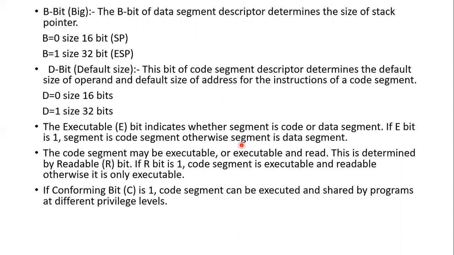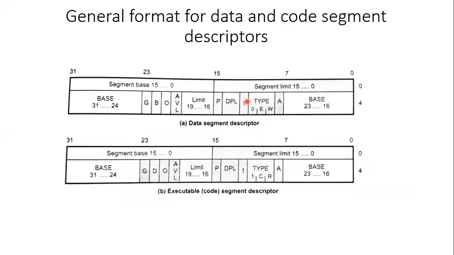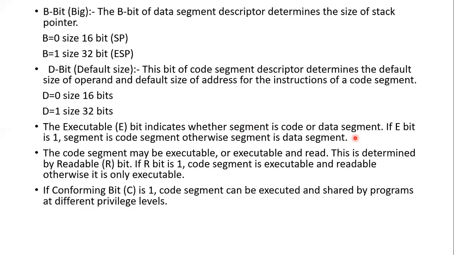This will tell you whether it is a code or a data segment. How will it tell? When your E bit is 1, it will tell you it is a code segment, and if your E bit is 0, it will tell you that it is a data segment. Then next we'll come to the code segment, which may be executable. This point is very important. Whatever your code segment is, it may be executable or executable and read. These are two different conditions.